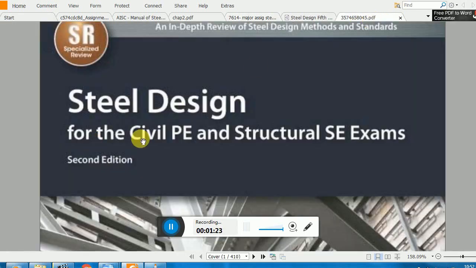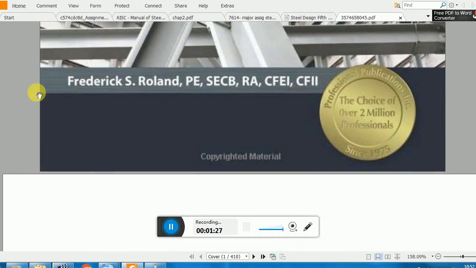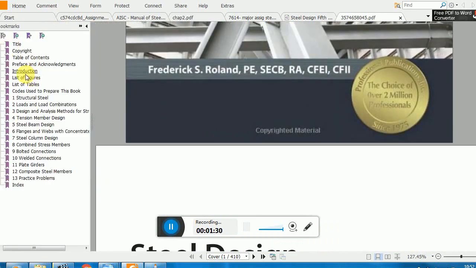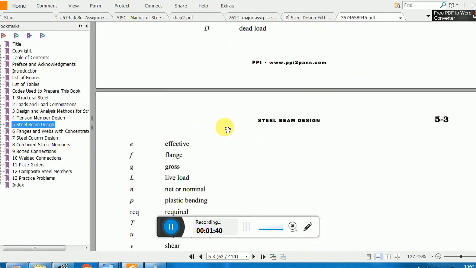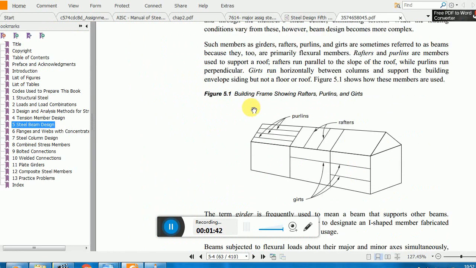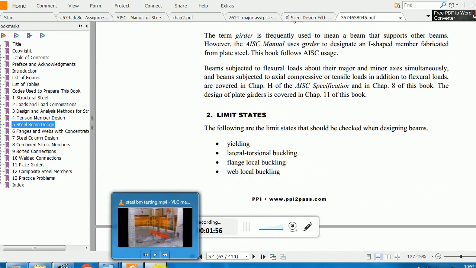So let's start. I have to cover some examples from this Roland book. There are some interesting examples with a very good and nice easy approach. Here we have a steel beam design. If I recall your ideas, we have limit states, and I discussed these limit states in lecture number 1 with some videos. Let me show you some videos relating to that.